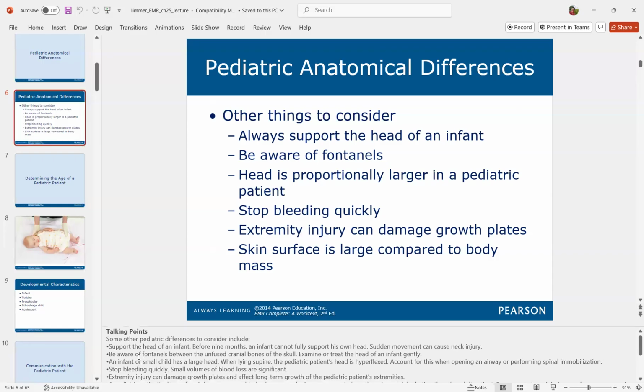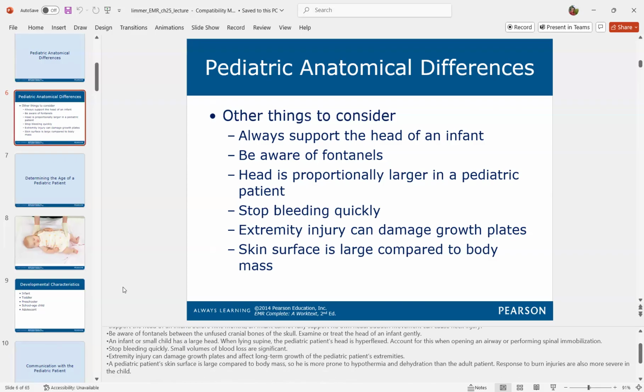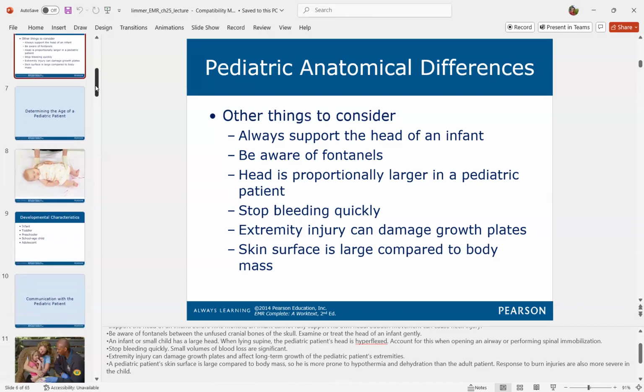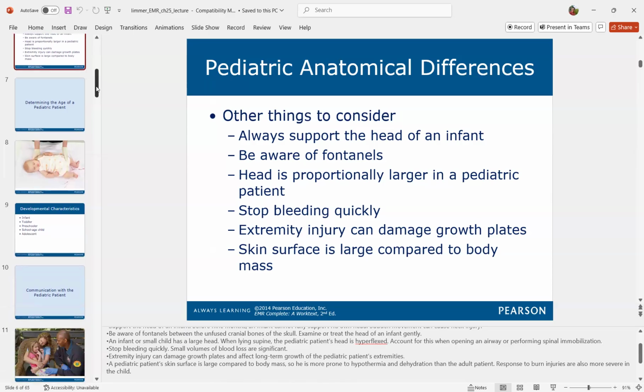Extremity injuries can damage growth plates, so that can affect the long-term growth of that extremity. If they have a broken arm or broken leg, it affects that growth plate, so we're worried about that. A pediatric patient's skin surface is large compared to the body mass that they have. So they're more prone to hypothermia, and they're more prone to dehydration than adults are. Their response to burn injuries also is more severe because of that larger skin surface. So that's why we're worried about hypothermia and burns in infants and younger patients.